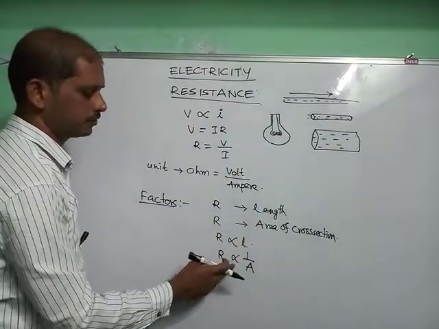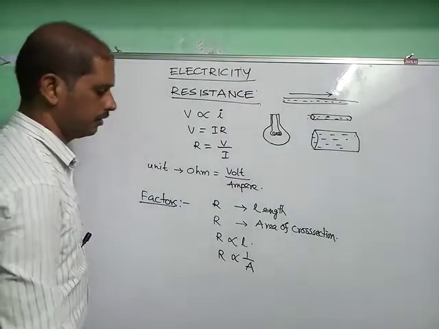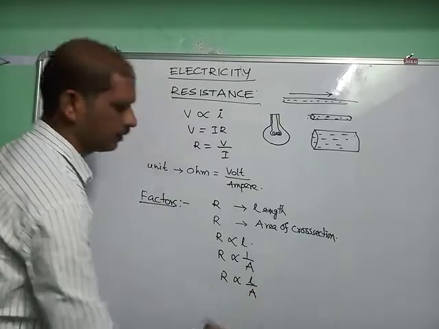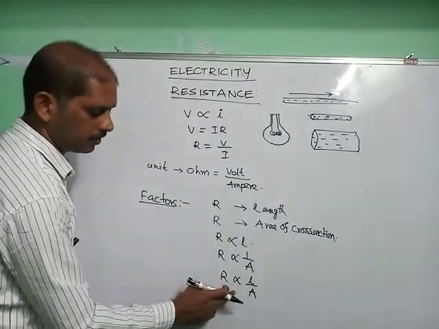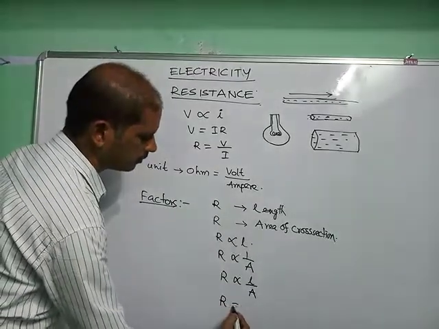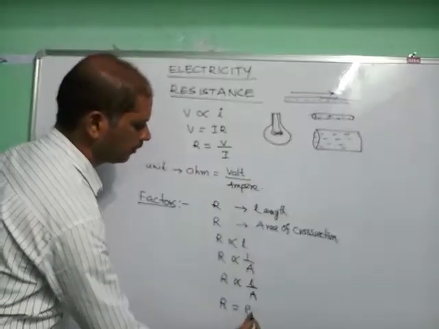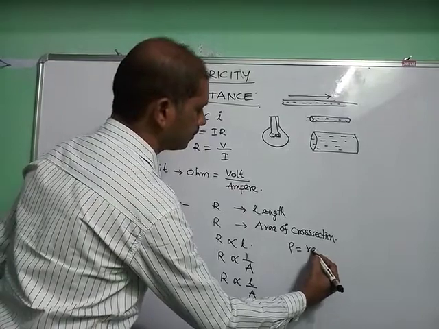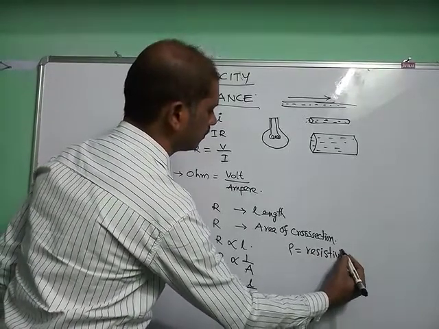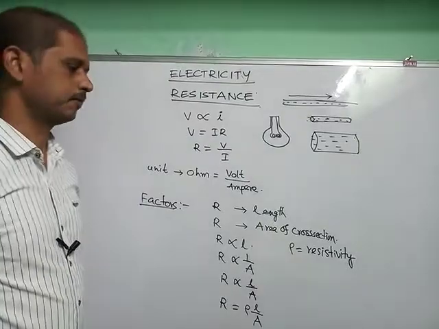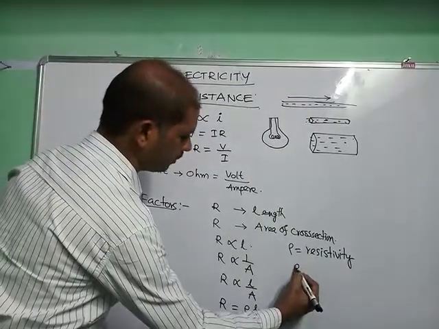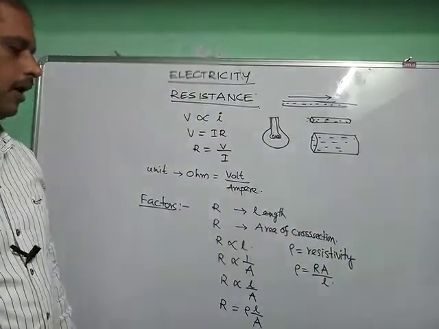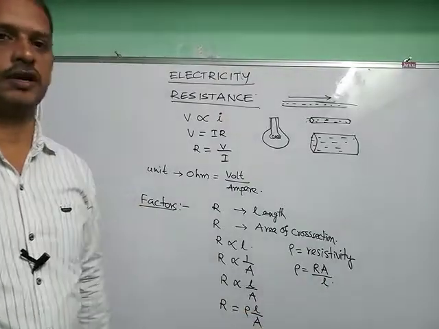So here R is inversely proportional to A. R is directly proportional to L, and R is inversely proportional to A. Combining both, you can write R is directly proportional to L/A. If you want to make this an equation, you have to multiply with a constant. So R = ρL/A. Here ρ is called resistivity. The value of ρ is ρ = RA/L. So the units we can also write here.